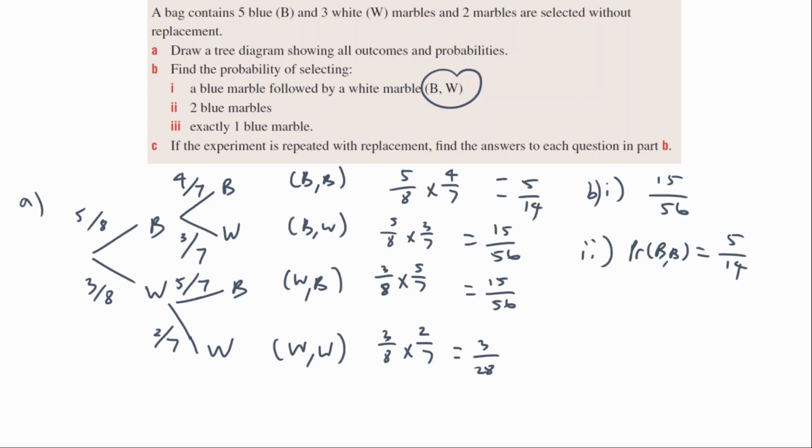And next one, exactly 1 blue marble. So we only want exactly 1. So there's 1 blue here and 1 blue there. This one doesn't count because there's more than 1 blue. So for part 3, it's going to be 15 over 56 plus 15 over 56. That gives you a fraction of 30, or probability of 30 over 56. When simplified, becomes 15 over 28.